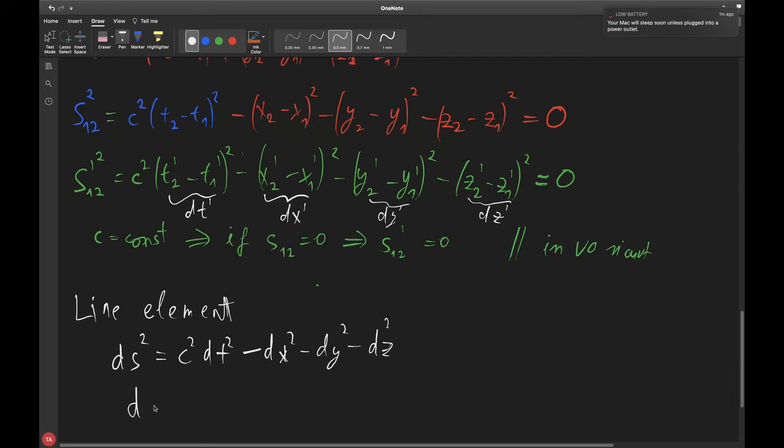Essentially we can also say that ds prime squared is the same as ds squared, and from that we know that the arc length s prime squared is the same as s squared. And so based on that, we know that s prime is the same as s. So the line element is independent of the frame of reference, and the arc length is invariant.